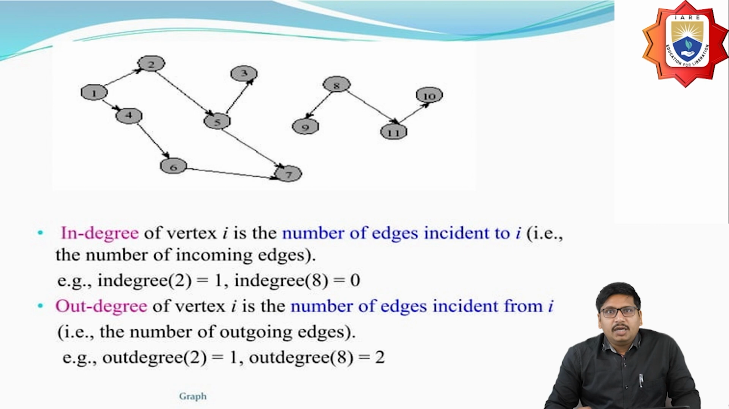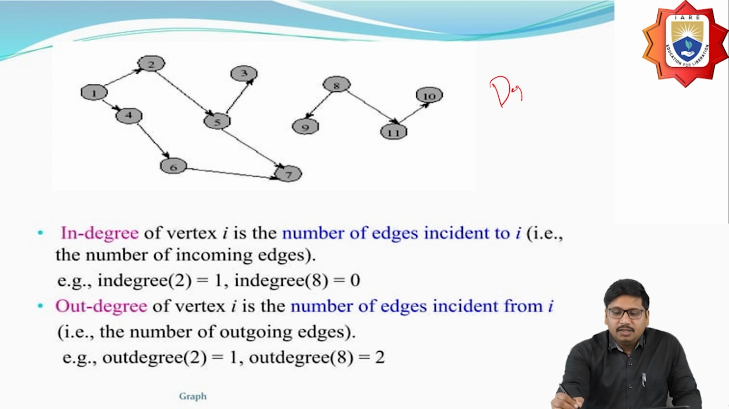So what are in degree and out degree? Normally, the number of edges connected to the vertex is considered as its degree. The degree of a vertex is calculated in two types: in degree and out degree. What is in degree? In degree is nothing but the number of edges incident, that is, the number of incoming edges.